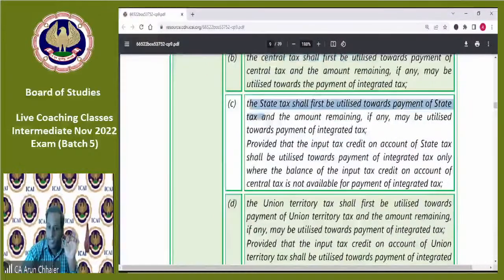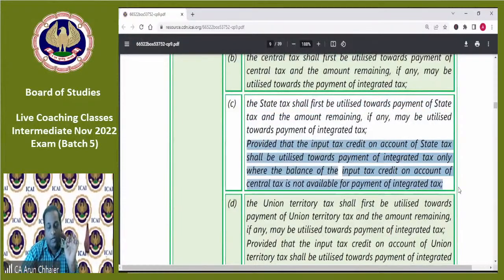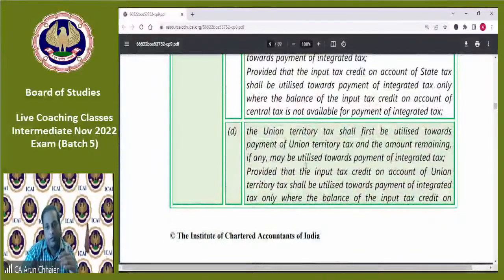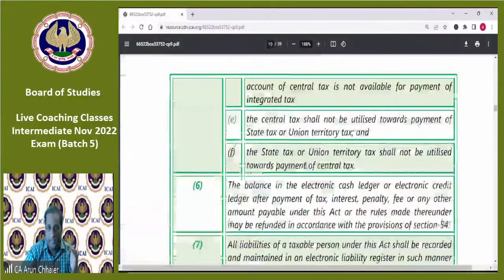Similarly, they are talking about SGST. The proviso says that ITC on account of the state tax shall be utilized toward the payment of I first. Only then can SGST ITC be given to the IGST? The answer is there is a sequence. I will take the amount from I, then C, then S. Still there is an order. UTGST I'm not talking about, it is exactly a copy paste of the SGST.